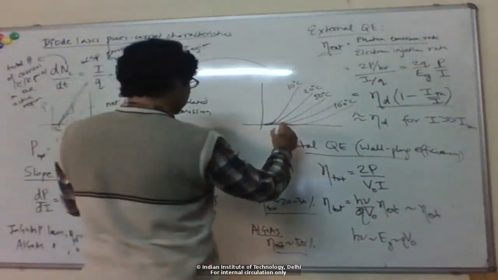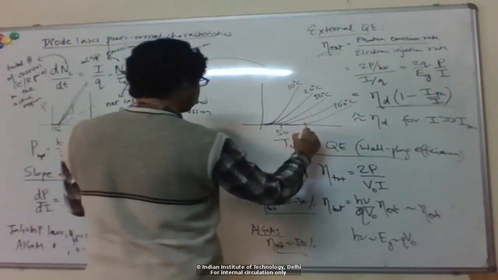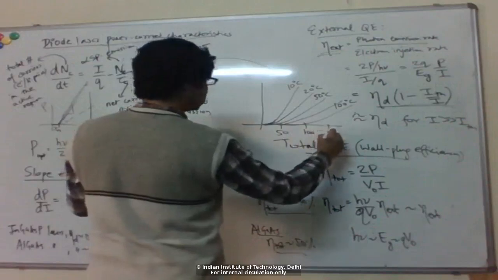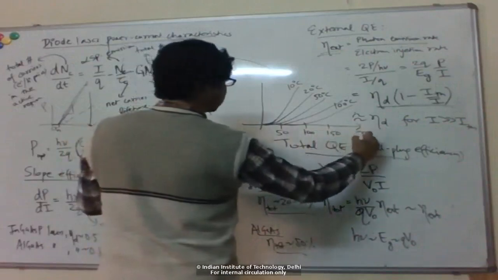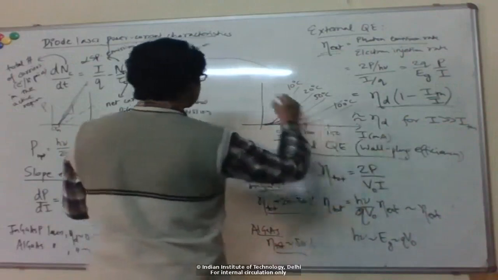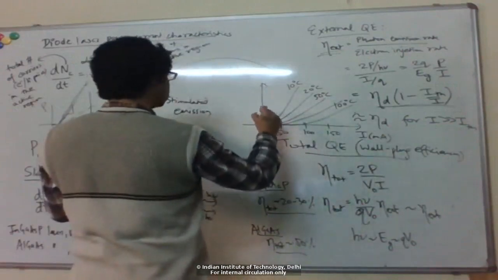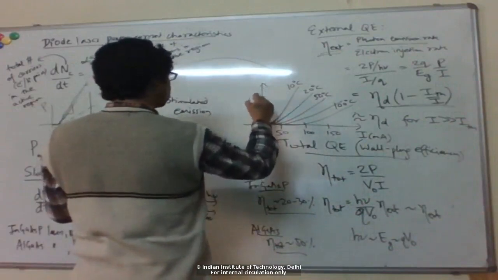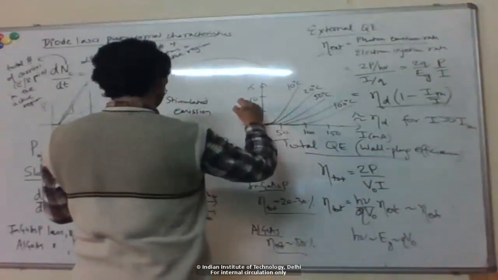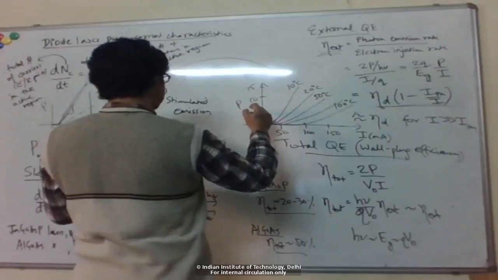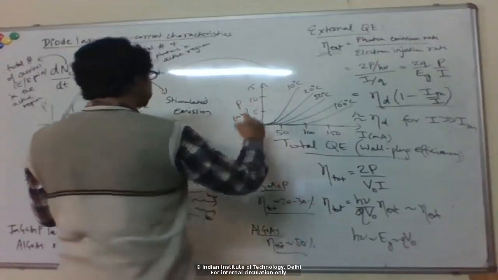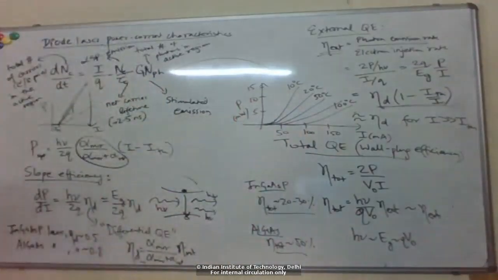So just to give you some scale here, this is the current in milliamp. This is the power in watts coming out of one facet.